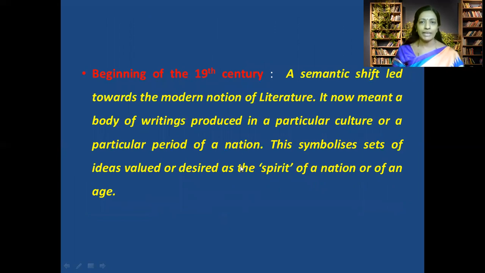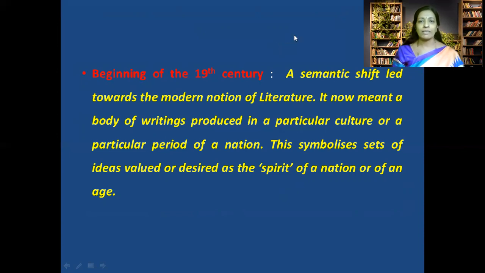In the beginning of the 19th century, there was a semantic shift which led towards the modern notion of literature. There was a complete change in the meaning of the term, and now the modern concept of literature came across. Now, it means a body of writings which is produced in a particular culture or a particular period of a nation. So, any writings which depict the culture of a particular time can be called literature.